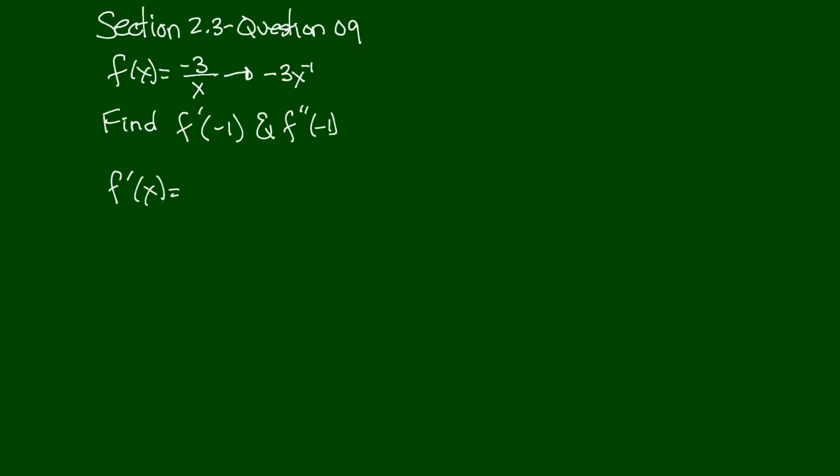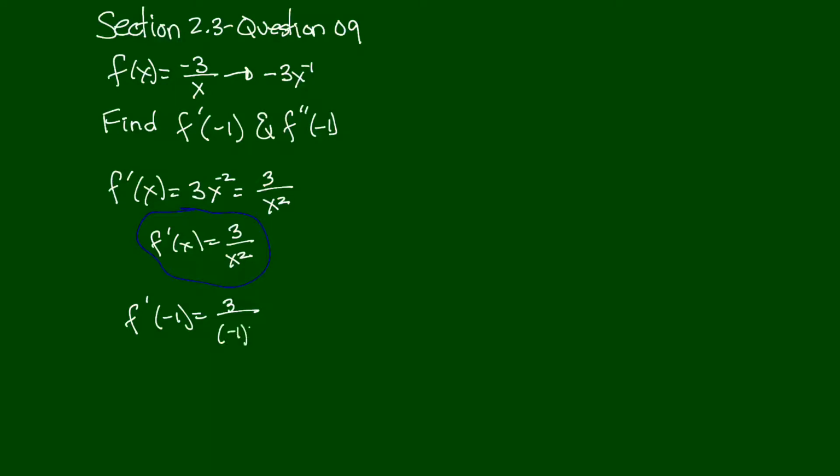So f prime of x is going to be 3x to the negative 2, and I'll get rid of the negative exponent by writing 3 over x squared. Right, so f prime of x, I'm going to write as 3 over x squared. There's my first derivative. And then I want to compute this at negative 1, so f prime of negative 1 is 3 over negative 1 squared, which is 3 over 1, which is just 3.